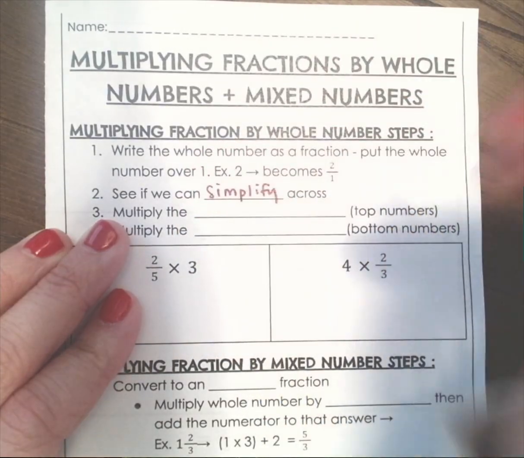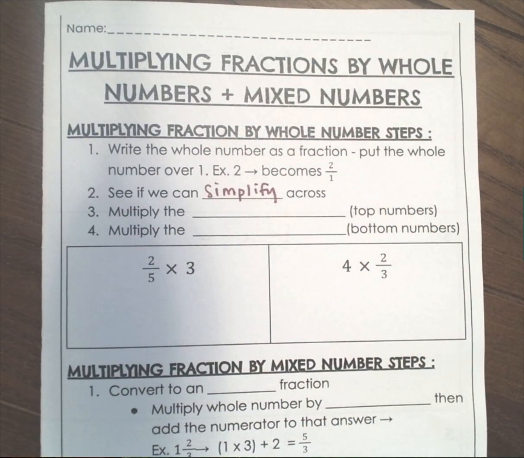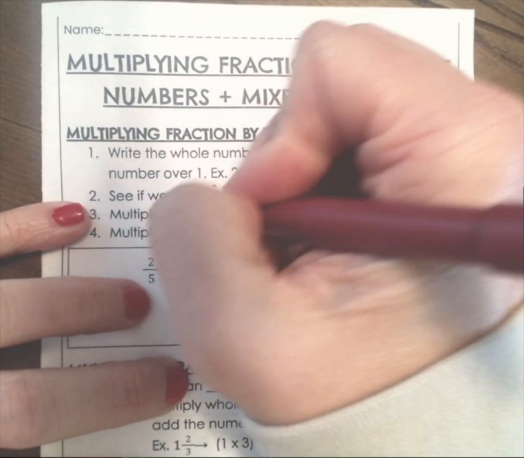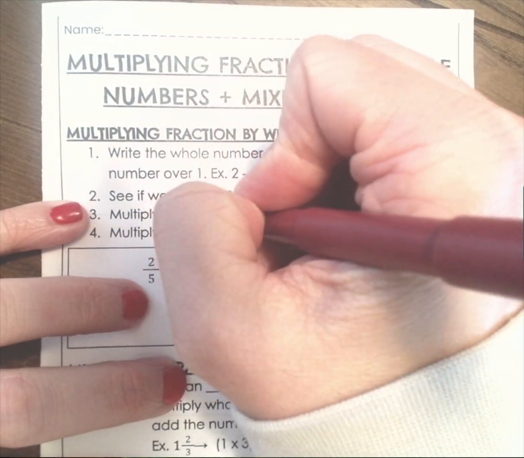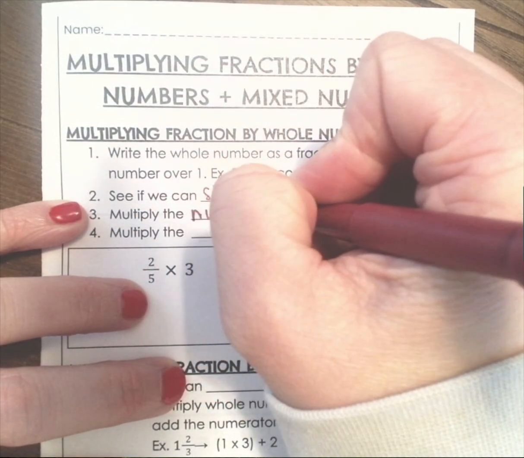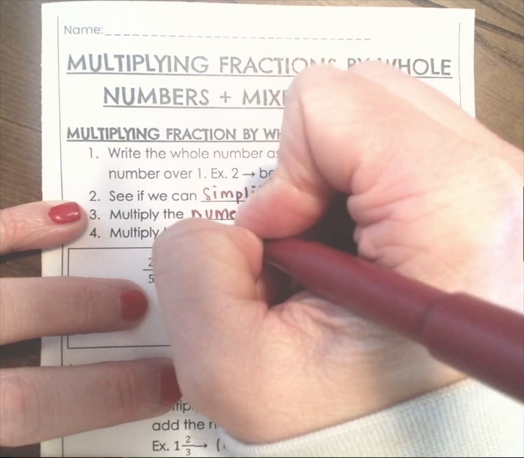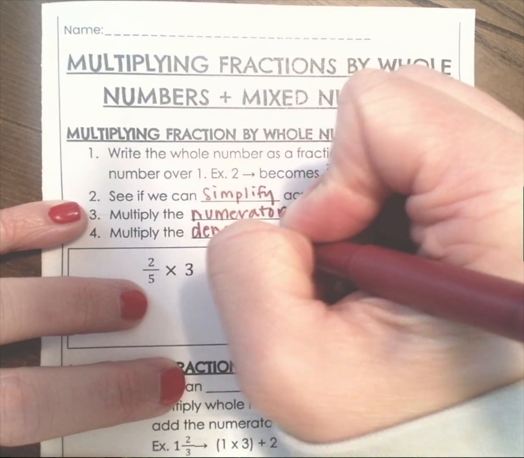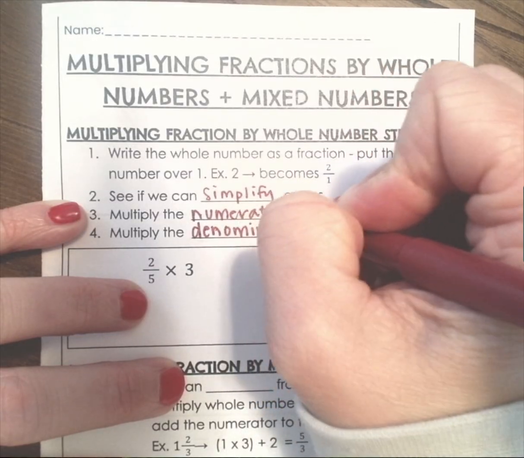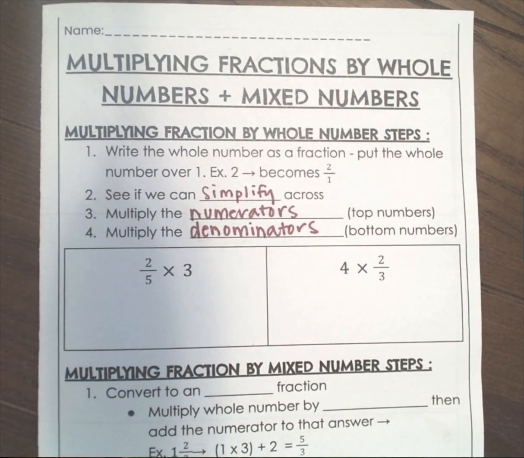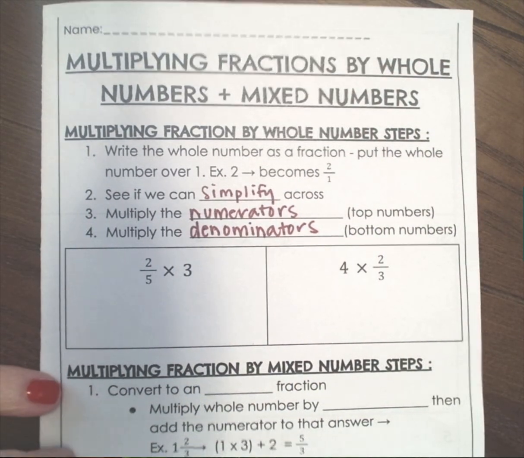So simplify, and we're looking diagonally or across. Then we're going to multiply the numerators, which are the top numbers, then the denominators, the bottom numbers. Okay, so let's take a look at our first example there.